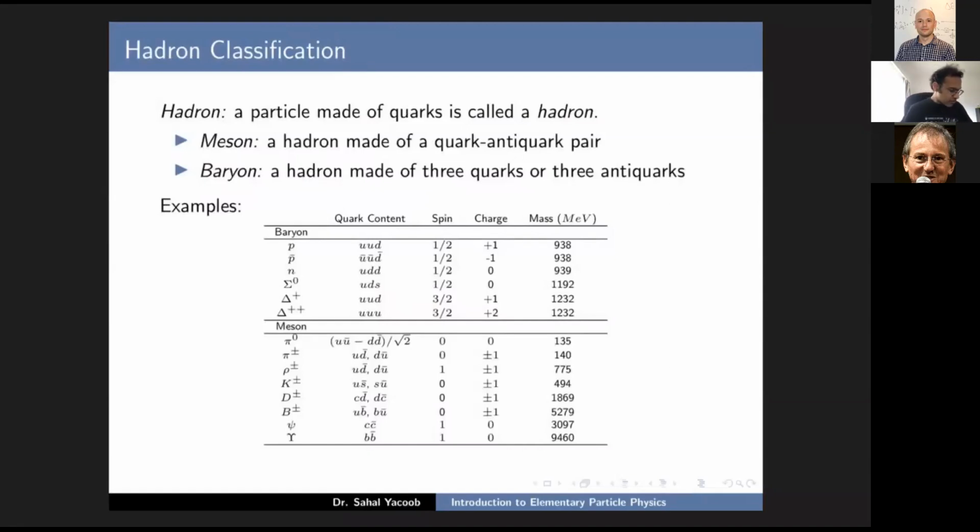Hadrons are particles made of quarks. A meson is a hadron made of a quark-antiquark pair. A baryon is made up of 3 quarks. Here's a list of some baryons and mesons for you.